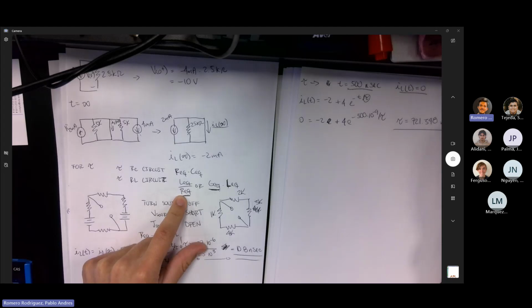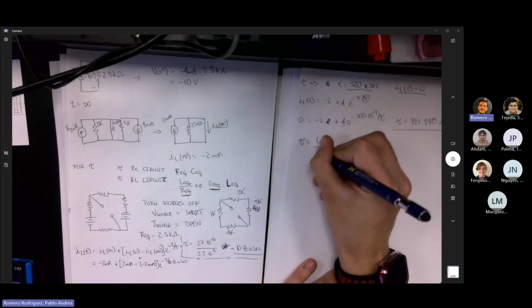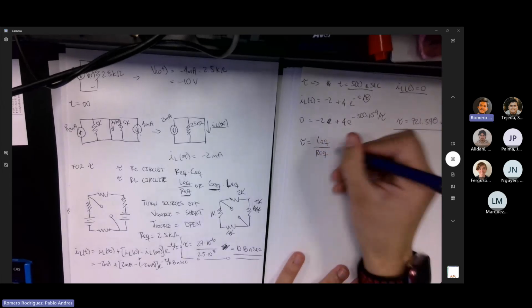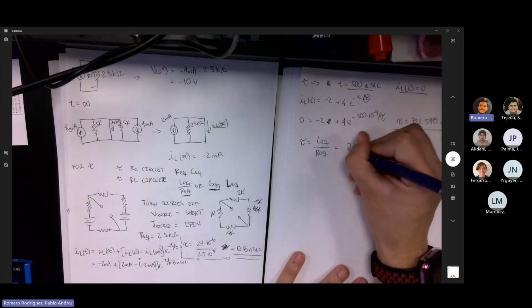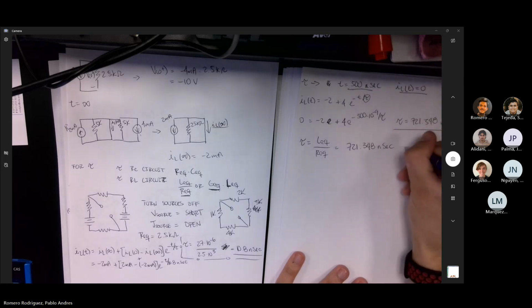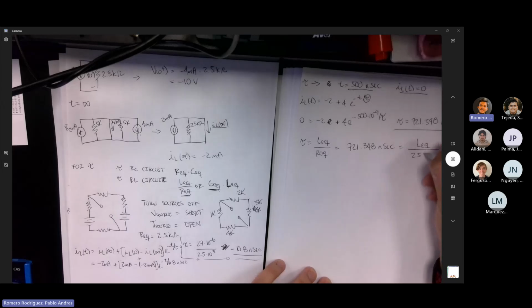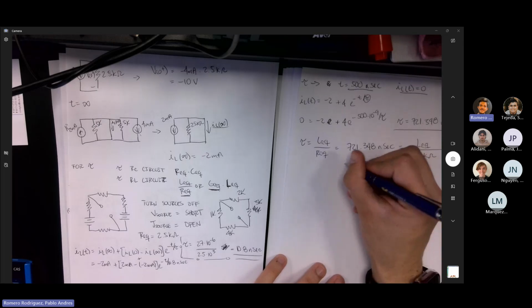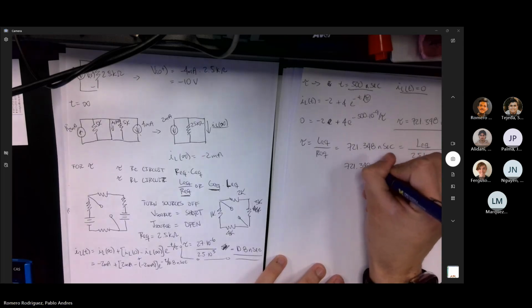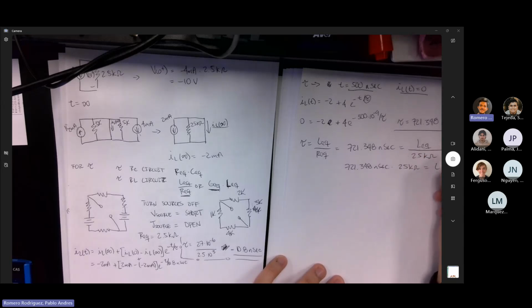And with this tau, we can now use it in this formula to find whatever our LEQ should be, because we know what our REQ should be. So from tau being equal to LEQ over REQ, we now know that tau has to be 721.348 nanoseconds. And that should be equal to LEQ over our REQ, which is 2.5 kilohms, right? So I multiply those two, I should get inductance, right? Should give me an LEQ.